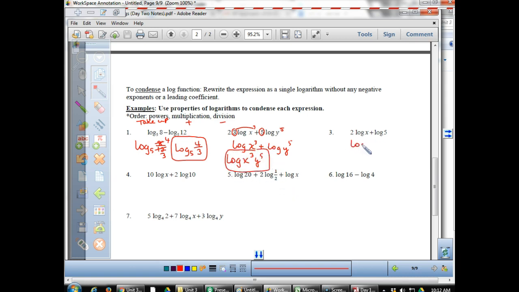Okay, again, your exponents, you bring those up first. And then this addition, I'm just going to replace with multiplication. And this would be your answer. And you want to put the coefficient in front of the variable just like we always have.